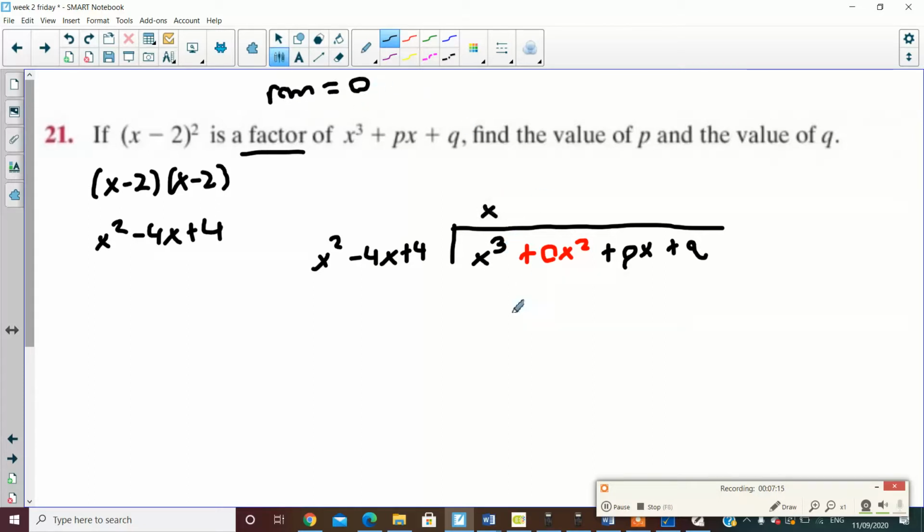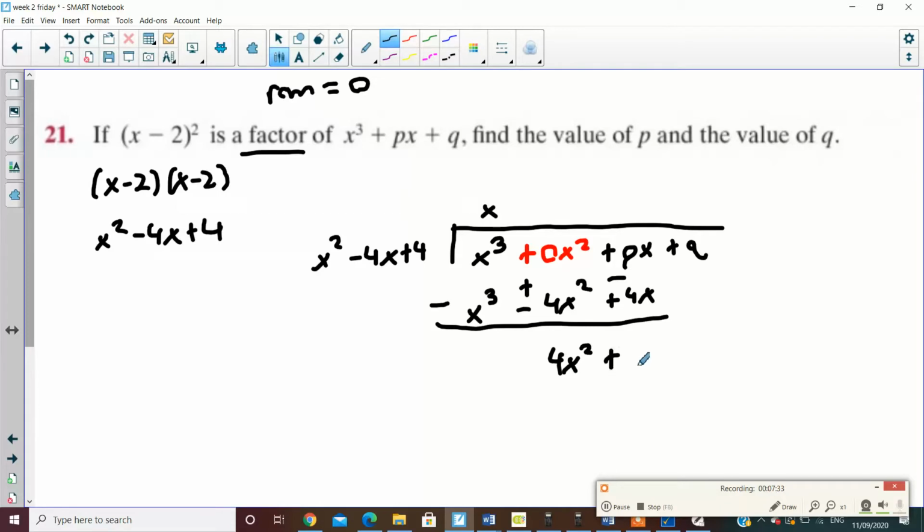So it goes in x times, so it's x cubed minus 4x squared plus 4x. Take it away. Add. Take it away. 4x squared. I'm about to get p minus 4x. Is that okay with you guys? It's px take away 4x, which is p minus 4x. Okay? And what about q? Drop it.